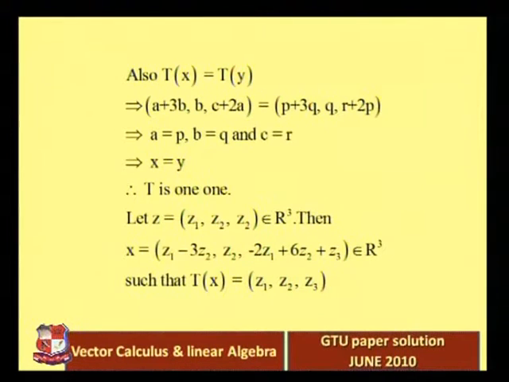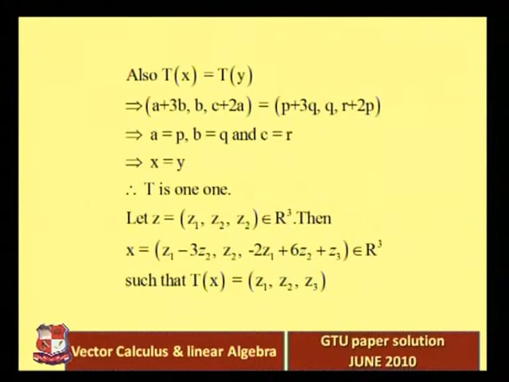Now for onto-ness, what do we have to do? Let z equal to (z1, z2, z3) belong to R3, then take x equal to (z1 minus 3z2, z2, and then minus 2z1 plus 6z2 plus z3) belonging to R3 such that T of x is equal to (z1, z2, z3).